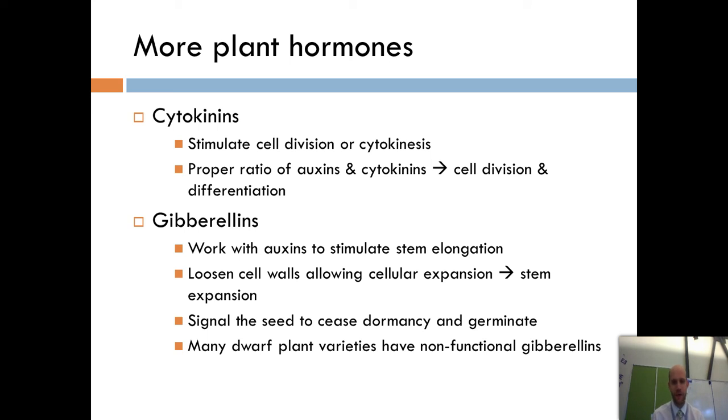Gibberellins work with auxins to stimulate elongation. They are part of this loosening cell wall process. If you're going to remember any of these, please remember auxins, but these are quite useful ones too. Gibberellins are important in ceasing dormancy of seeds, right? Seeds need to stay dormant for a long time, but then they can be released from their dormancy.